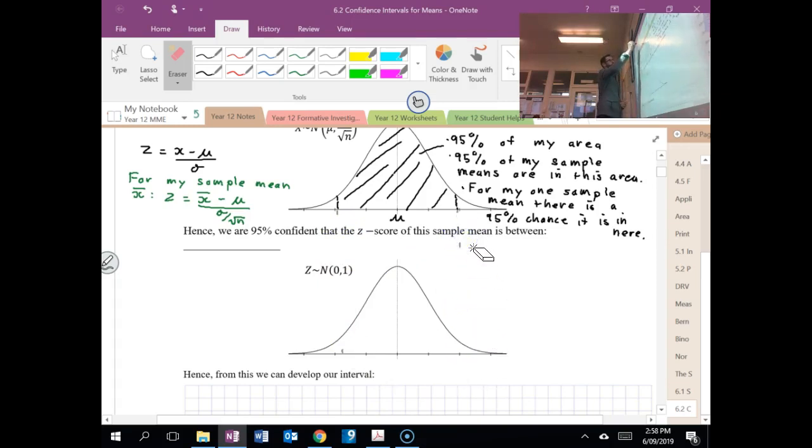So there will be two values on my Z distribution, and it will look like it's in the same spot as it was on the original distribution, between which 95% of my area under the normal distribution gets captured. So we're 95% confident that the Z score of this sample mean is between these two values, because we were 95% confident that the sample mean was between these two values here. And so these two ends correspond to these two ends on the Z distribution.